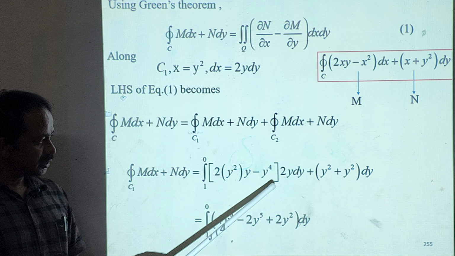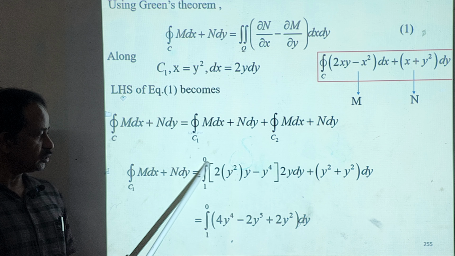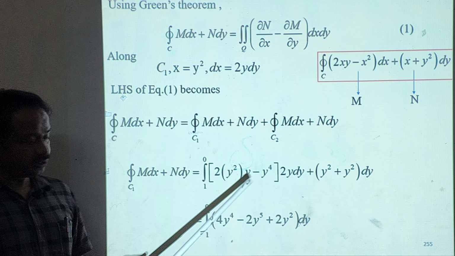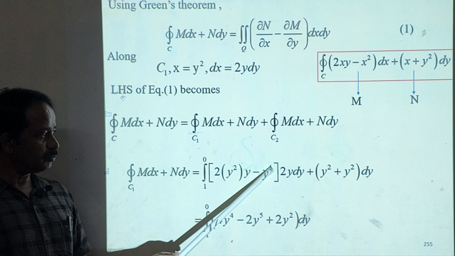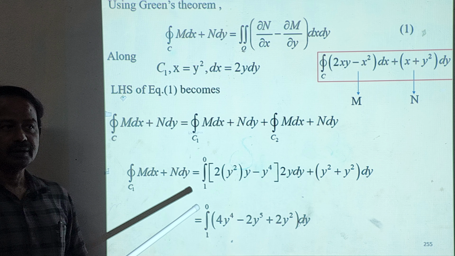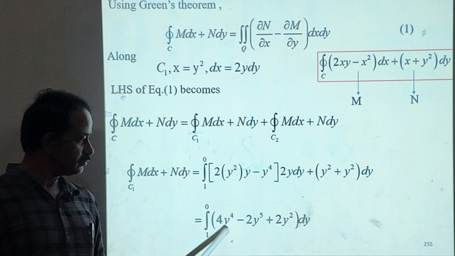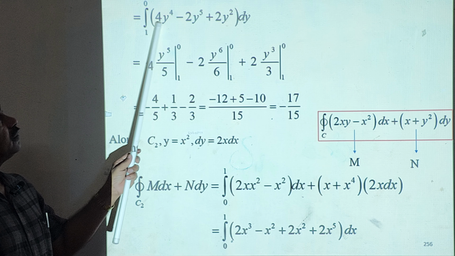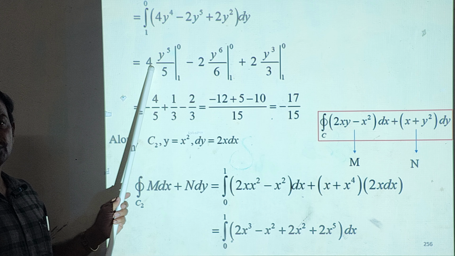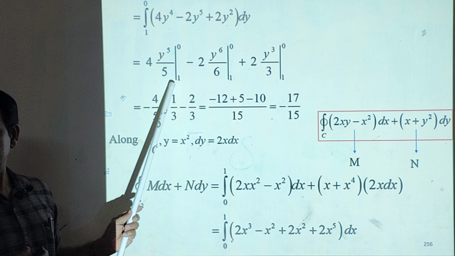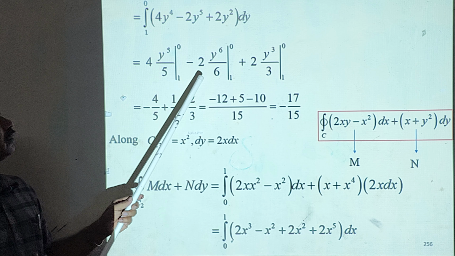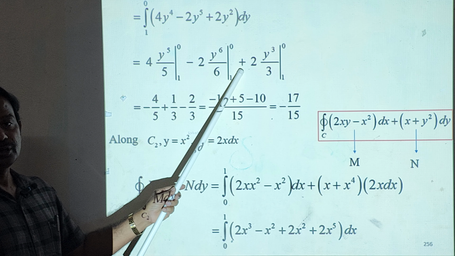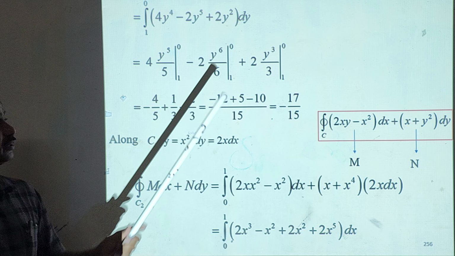Simplifying will give you, here 2y is there. So 2 2s are 4. So 4 y cube, here it is y to the power 4. Here y to the power 4 multiplied by y will give you minus 2y to the power 5. So easy to integrate with respect to y. So this becomes 4 y to the power 5 by 5, 1 to 0, minus 2 y to the power 6 by 6, 1 to 0, plus 2 y cube by 3.